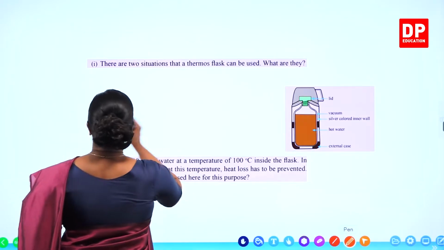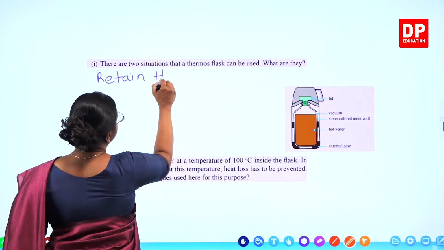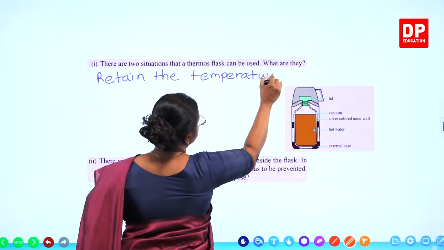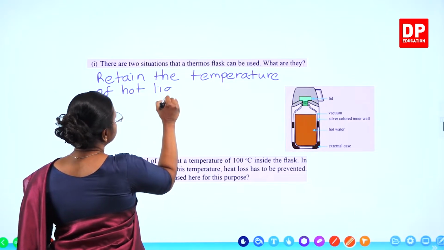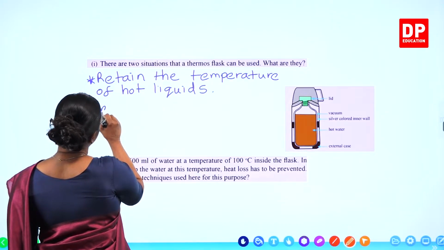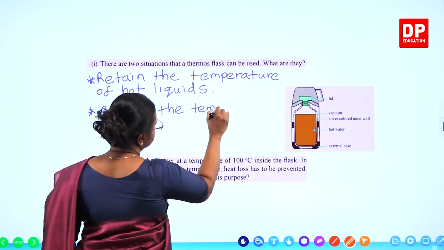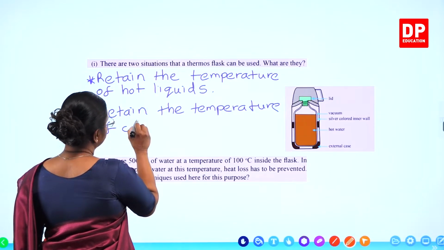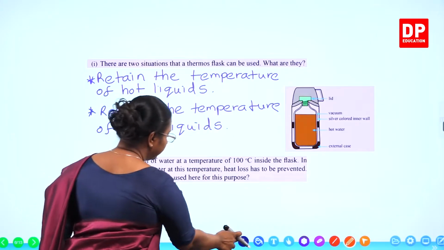What are they? If we write down the answers, we can say retain the temperature of hot liquids, that is one, and the other one is retain the temperature of cold liquids. So those are the two instances.